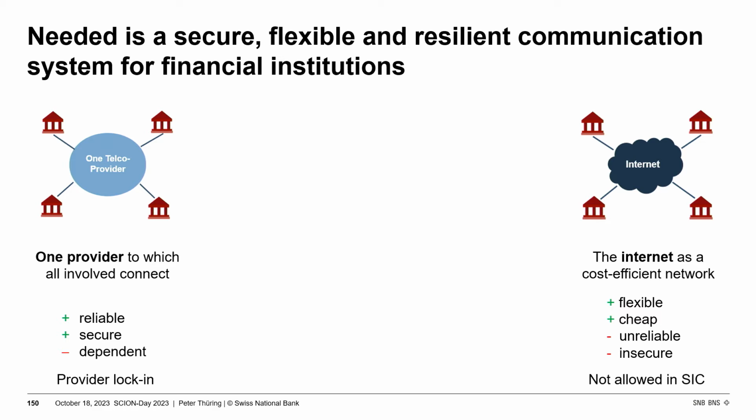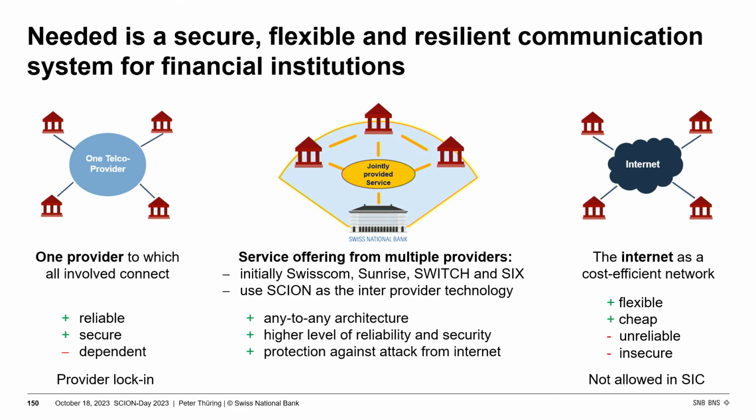Financial institutions must not depend on individual providers and have to protect themselves against attacks from the global, unregulated and unsecure internet. Our solution, therefore, relies on the cooperation of the Swiss telecommunication providers, initially Swisscom and Sunrise, its partners Switch and SIX, based on the SCION technology. This approach allows direct communication between the participants themselves, a higher level of reliability and security, and protection against attacks from the internet.